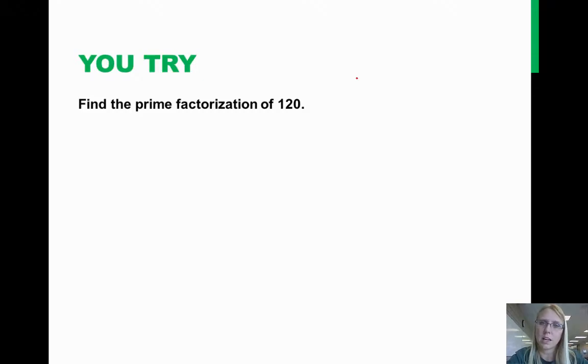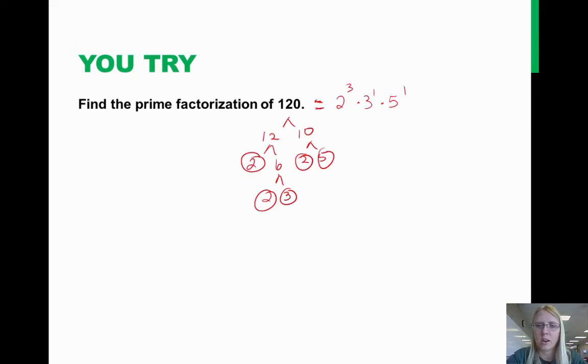Now, I want you to take time to stop the video and try to do the prime factorization of 120. Okay, so this is what I got for my factor tree. Your factor tree may look a little different than mine. You could have divided 120 by 2 and found some other ones, or divided by 5 right away. But as long as you end up with the same prime numbers, I had 3 2s, 1 3, and 1 5. So that is my final outcome. And if you got that in the end, then you did it right.